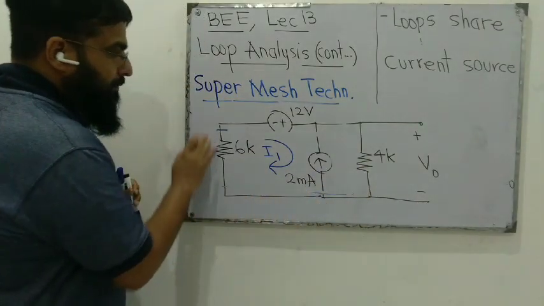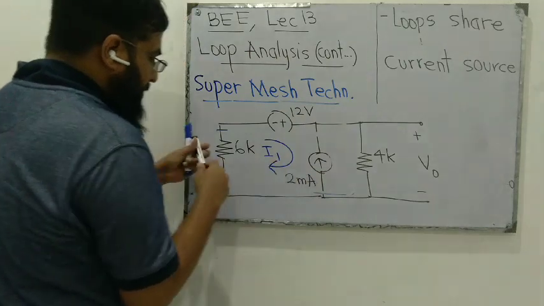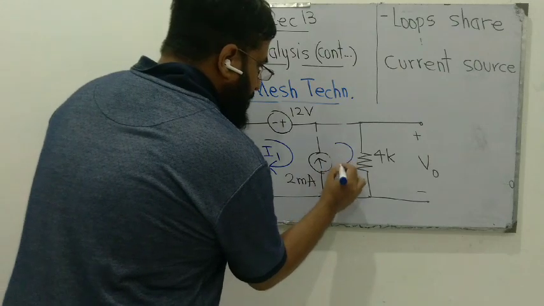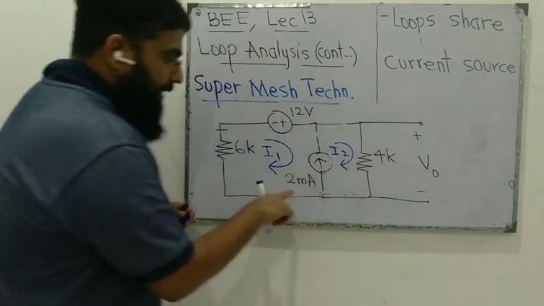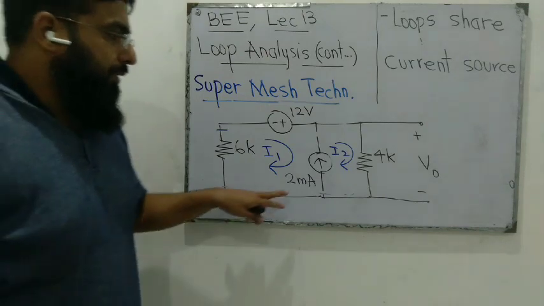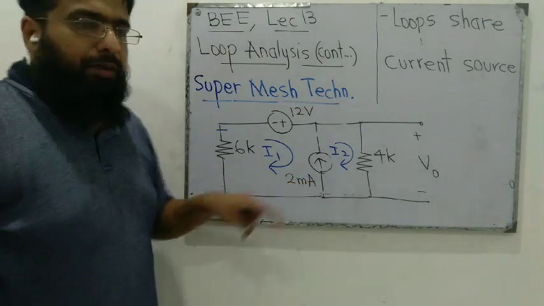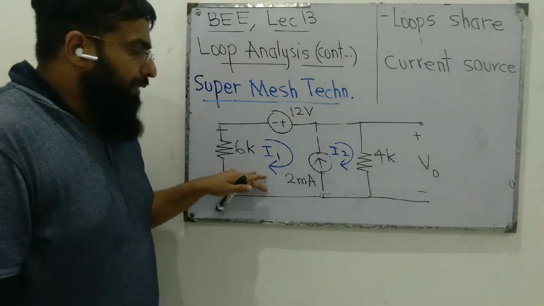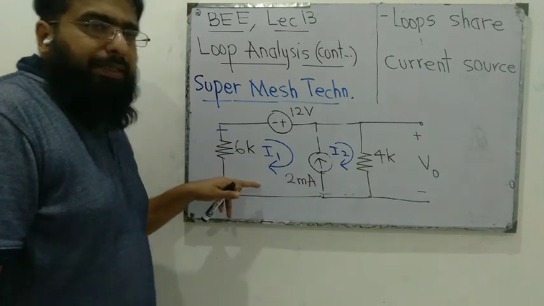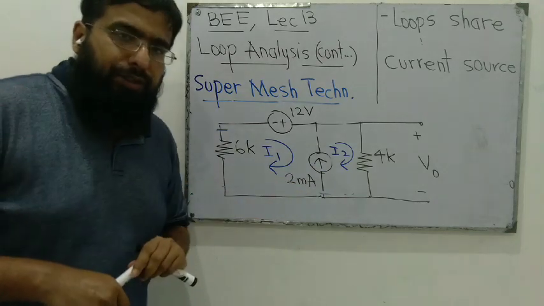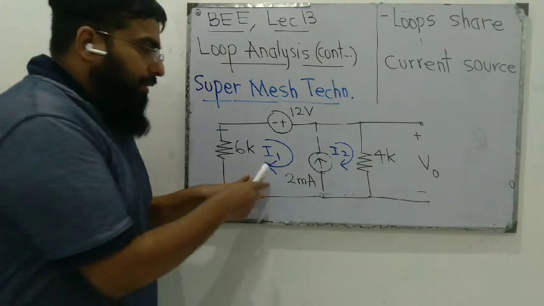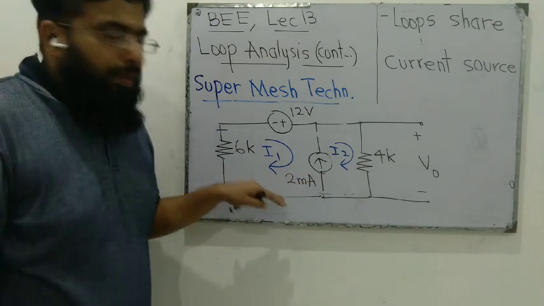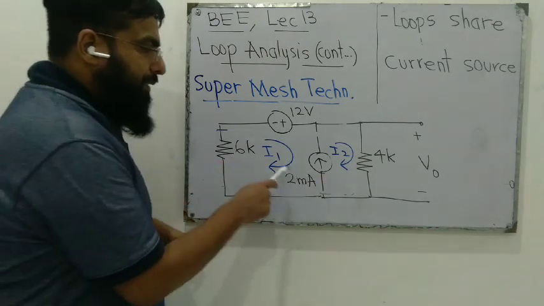Here we have a current source between two loops. Let's call it loop number 1 and this as loop number 2. So we have this 2 milliampere current source shared between loop 1 and loop 2. In our earlier lecture, we have studied that if a current source is present in a loop, we don't write KVL equation for that. We just write the current of that loop equal to the magnitude of the current source present. But here we have this current source present in both loops.